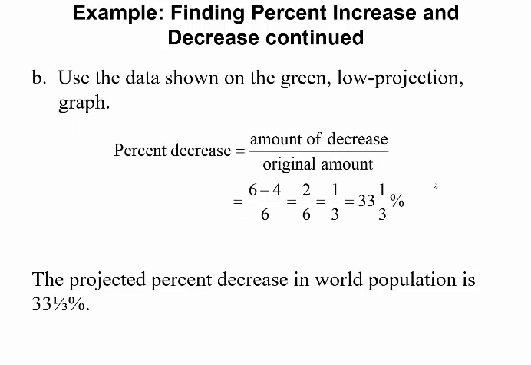All right, let's find the percent decrease. All right, so use the graph shown in green from the low projection here. So the amount of the decrease, well, you had 6 billion and it's gone down to 4 billion, so it's decreased by 2. Divide that by the original amount, which was 6, and then 2 divided by 6 is 1/3. If you plug 1/3 into your calculator, you would get 0.33333333. So moving the decimal 2 places to the right, you get 33.333333, which is 1/3. So this percent decrease is we're saying the world's population has gone down by 33.33%.